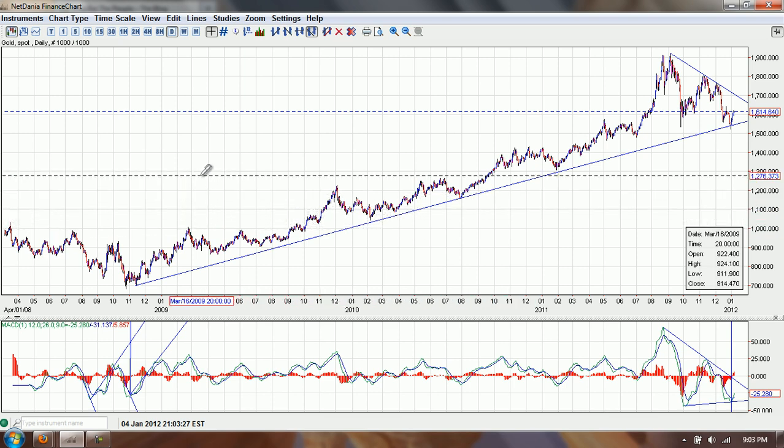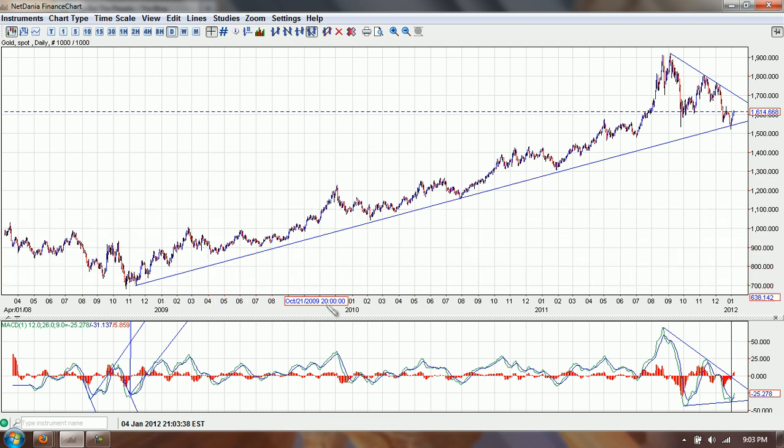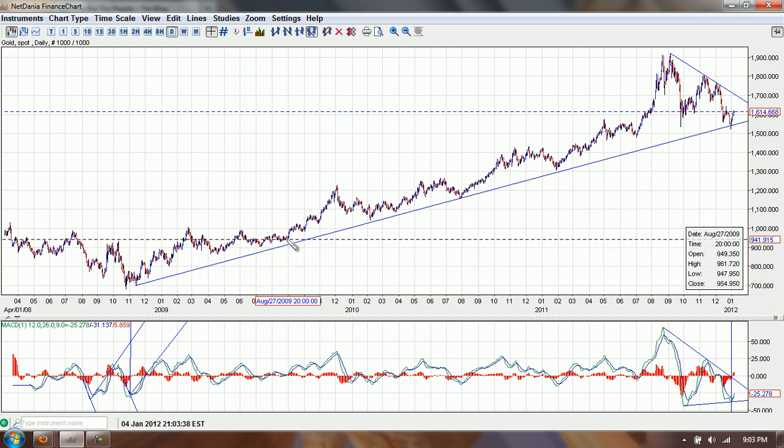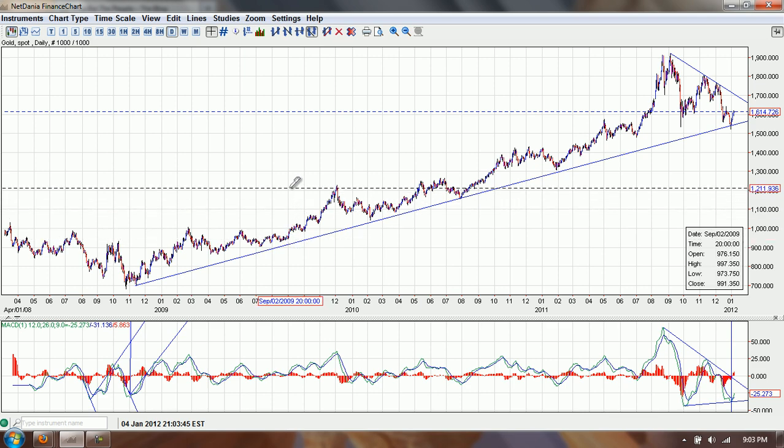If you've ever heard the trader's term, M for murder and W for winner, usually when you get a W formation, you've got a winning formation, and when you get an M formation, you've got a murder formation. Now, those don't always pan out, but they are interesting, and they often do pan out.